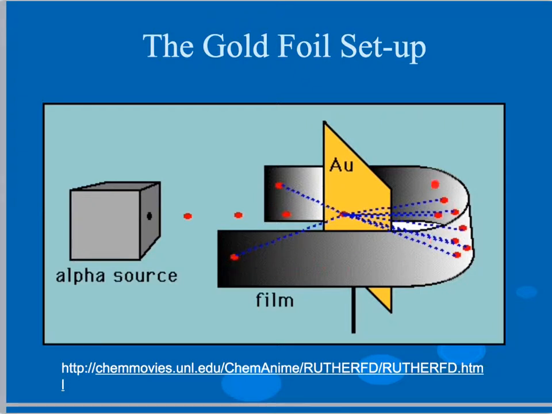And then around the outside is some photographic film. And so when the alpha particles hit the film, they would expose it and leave a little dot. And it was much more enclosed than this picture shows to really get all of the alpha particles results.